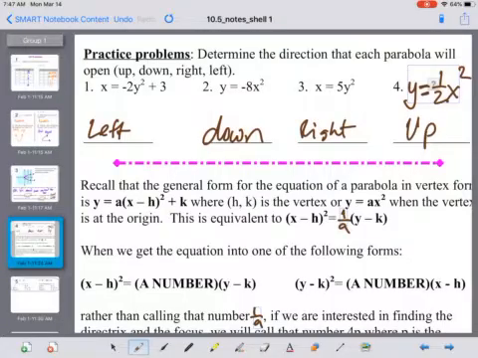So the general form for the equation of a parabola in vertex form is going to be y equals some a value times x minus h squared plus k. Very similar to how we've done some things in the past with circles and ellipses, we have h and k. But in this case, the vertex will be h, k.